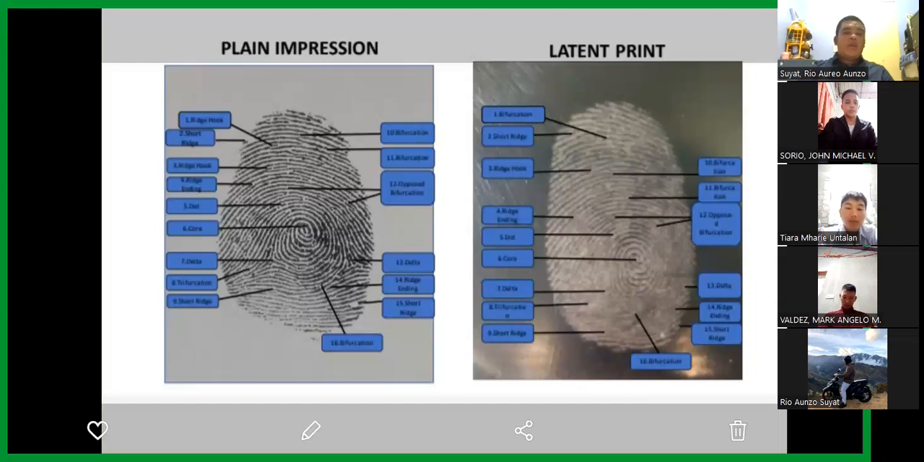Number 17. What are the basic premises of fingerprint identification? The two underlying premises of fingerprint identification are uniqueness and persistence. And we are going to question number 18. Is fingerprint identification an exact science?